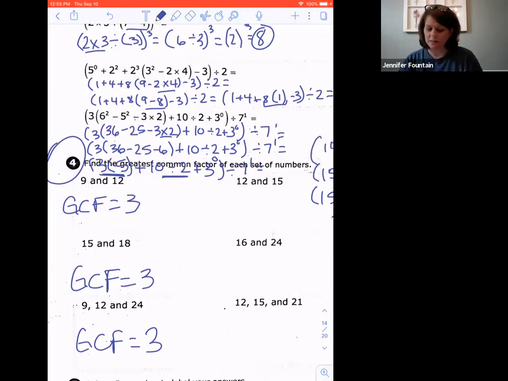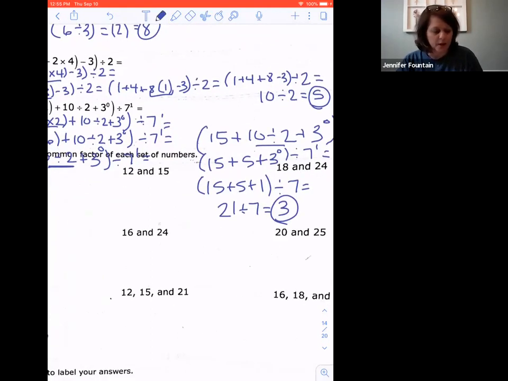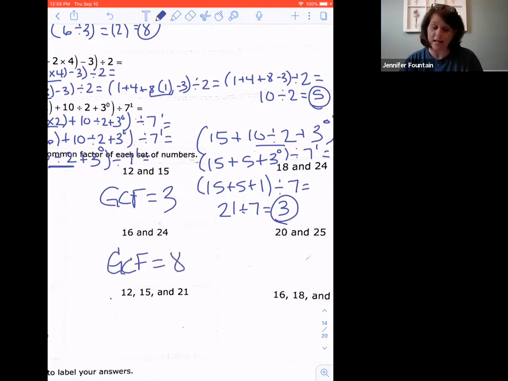Okay, let's look at the middle. My greatest common factor of 12 and 15, surprise, it's 3. My greatest common factor of 16 and 24, finally we get a different one. Greatest common factor is going to be 8. Greatest common factor of 12, 15, and 21, 3 again. Any questions in that column?